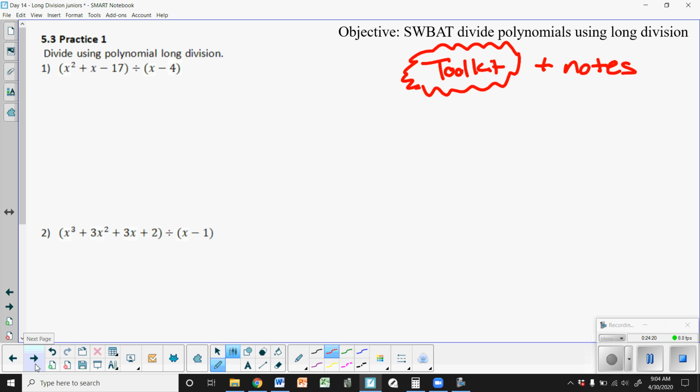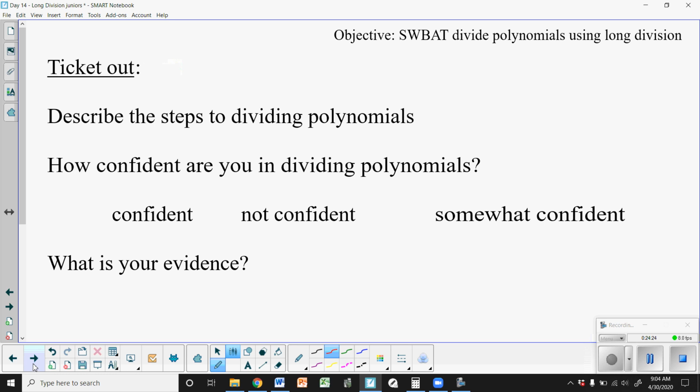All right, and you don't have any homework to correct, but that's right, we have to take it out. So describe the steps to dividing polynomials, just those steps that we talked about. If you don't remember, go back and look and then write that out. How confident are you in dividing polynomials? So give your evidence on that right now.